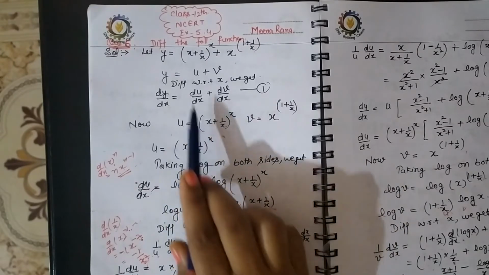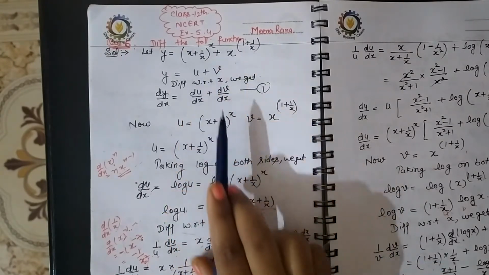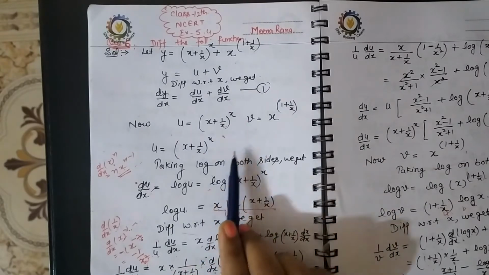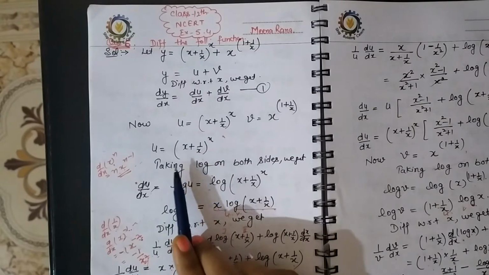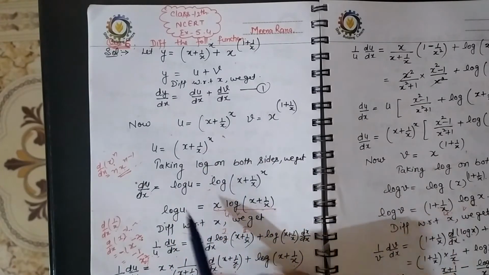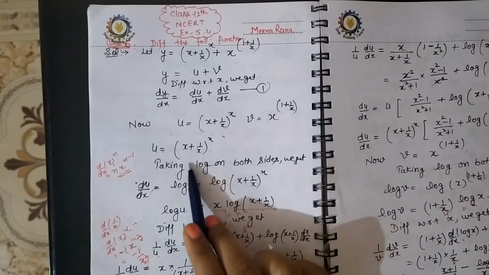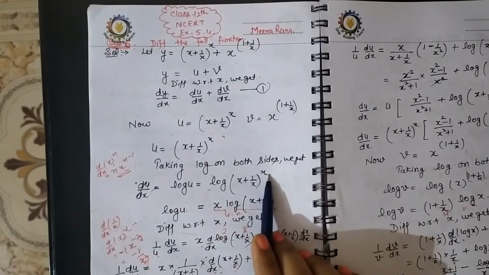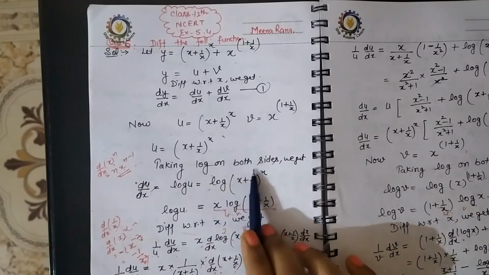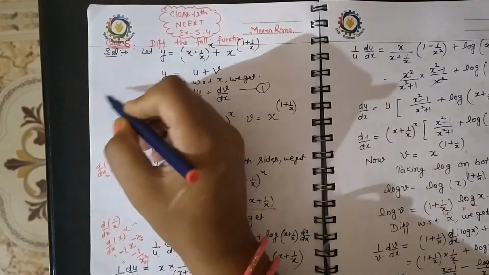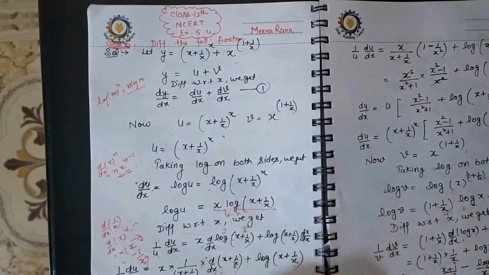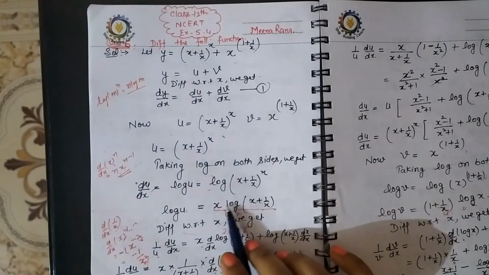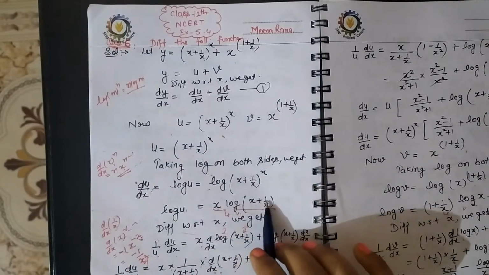Now u is equal to (x plus 1 by x) raised to power x, and v is equal to this term. So taking individually, now you can take log. So taking log on both sides, we get log of u is equal to log of (x plus 1 by x) raised to power x. Now using which property of logarithm, that is log m raised to power n. What is the property? Log m raised to power n is equal to n log m. So apply this property here, we get x log (x plus 1 by x).